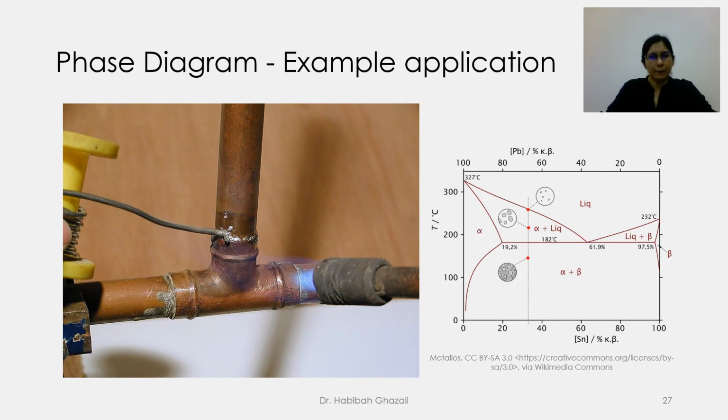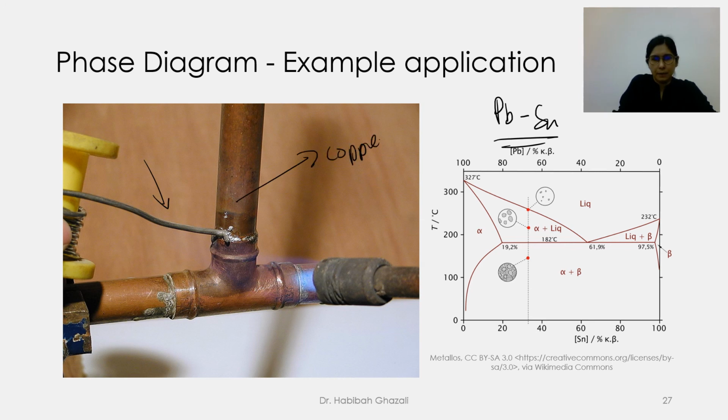An example of an application where you can use a phase diagram is when trying to choose soldering materials, that is, soldering composition. For many years, plumbum-tin alloy has been used as a soldering material for copper pipe. So this is a copper pipe, and these soldering materials consist of an alloy of plumbum with tin, and this is the phase diagram of this alloy. For many years, they have used this composition as the soldering material.